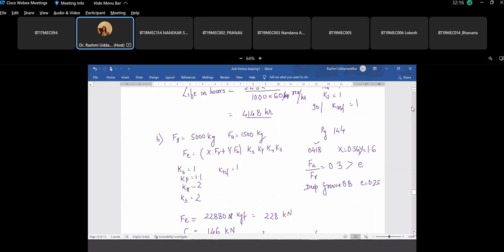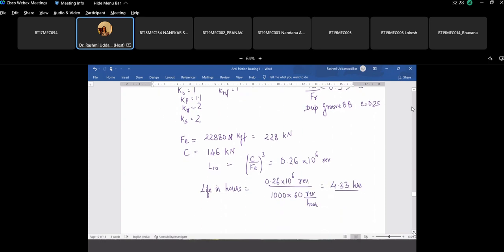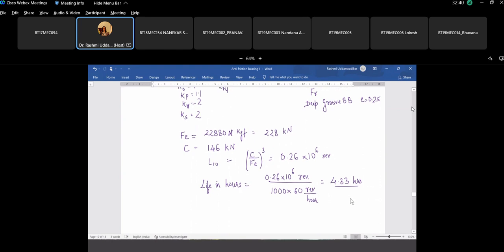So this is its L10 life, which means 10% of the bearings, if they are tested under these conditions for this kind of loading, would fail after 4 hours. But we don't know which 10% bearings, or out of 100 bearings, which 10 bearings would fail. This we don't know, and so we have to design it accordingly. We haven't considered heavy shock load. If the condition is heavy shock load, then the value of Ks becomes 2.5.